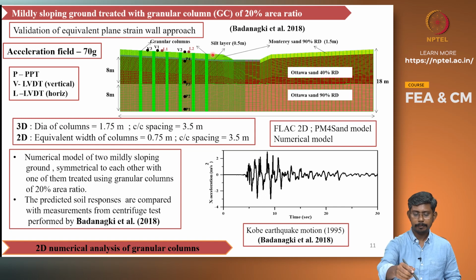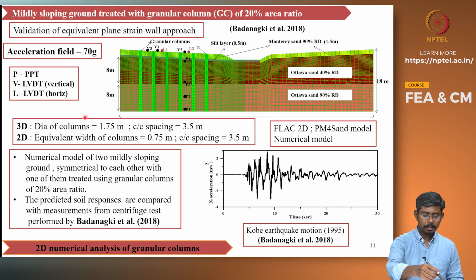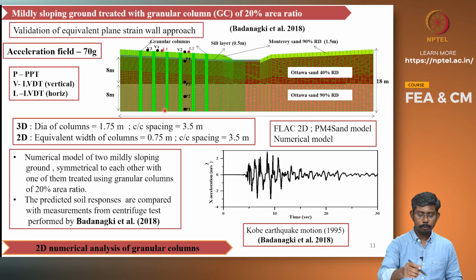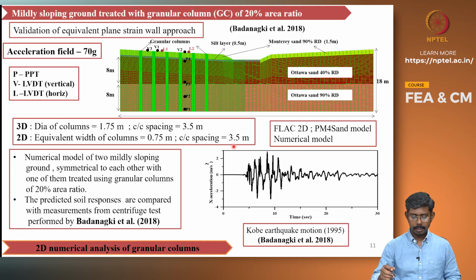The top layer is made of a dense sand and it is underlain by a silt, low permeability silt, and then the thicker layer is made of loose Ottawa sand, and then the bottom layer is made of dense Ottawa sand. So the 3D geometry is converted into equivalent 2D. It can be seen the columns are of 1.75 meter diameter, and the equivalent width of the column for the 2D model is 0.75 meter, and the spacing is kept the same because the area of the column is equated.